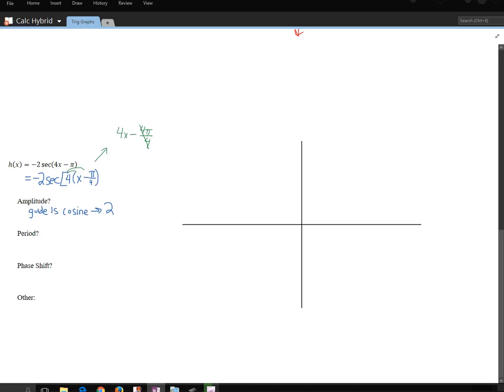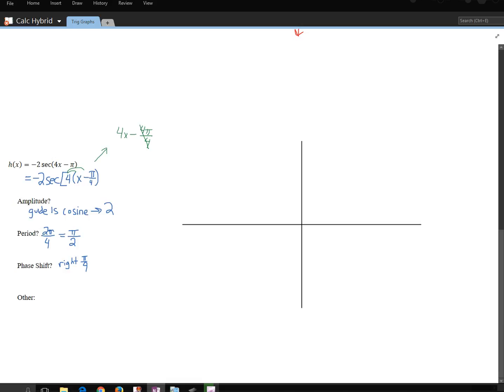The period of the guide is going to be 2 pi to start out with, since it comes from a cosine, and we're going to go 2 pi divided by that 4. So that's going to mean that we have pi over 2 left. So there's going to be a period of pi over 2. It's going to finish one wave cycle every pi over 2. The phase shift we correctly identified by doing our factoring up here. That's going to be to the right by pi over 4. Okay, what other transformations do we have?